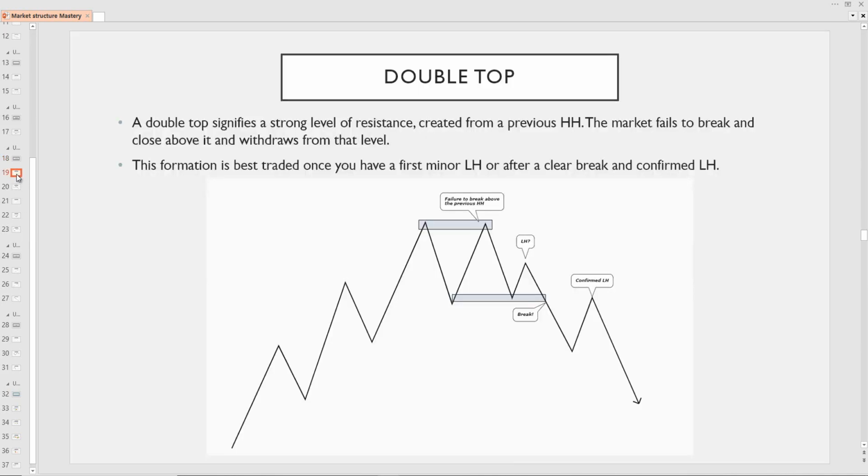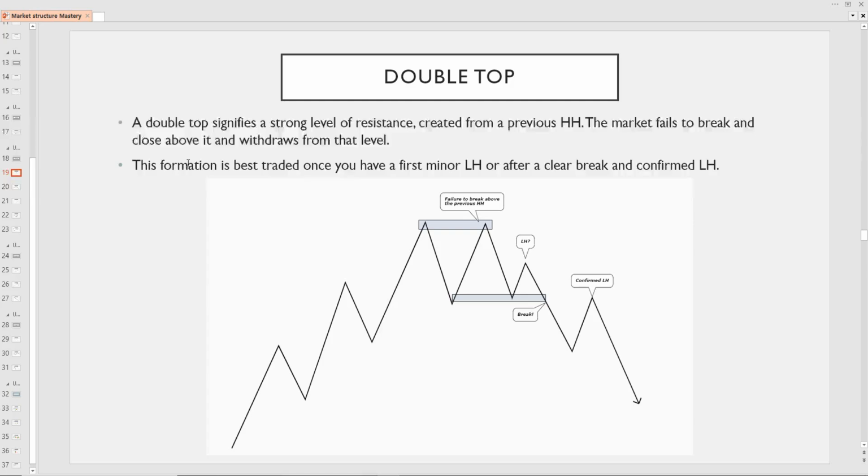So double top, it signifies a strong level of resistance created from a previous high. All right, so that is pretty important. The market fails to break and close above that high and it withdraws from that level. So that is super important, all right? Again, it is the psychology of the market structure that forms the formation. I want you to pay attention. The market fails to break and close above the previous high, which is right there, right?